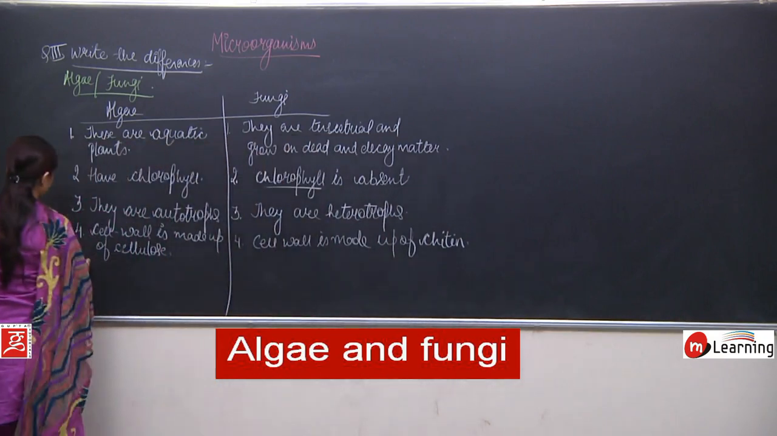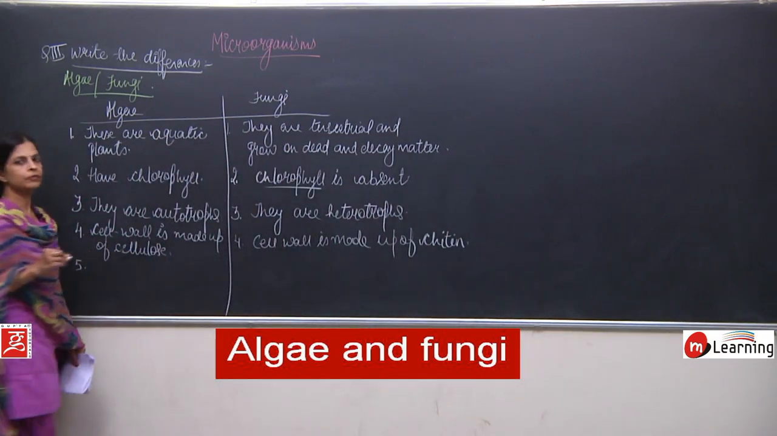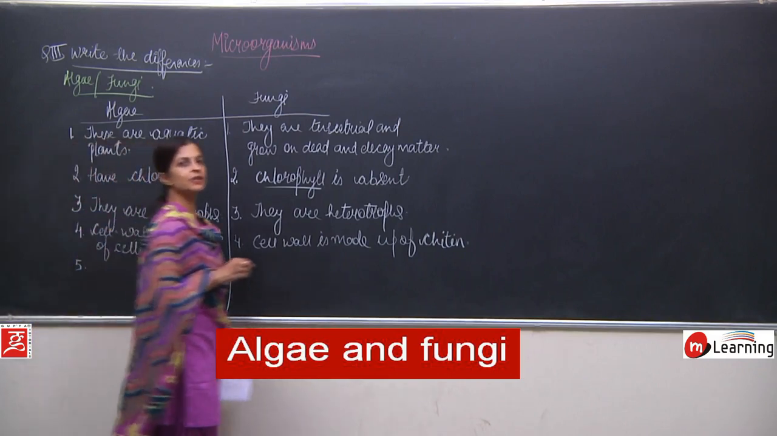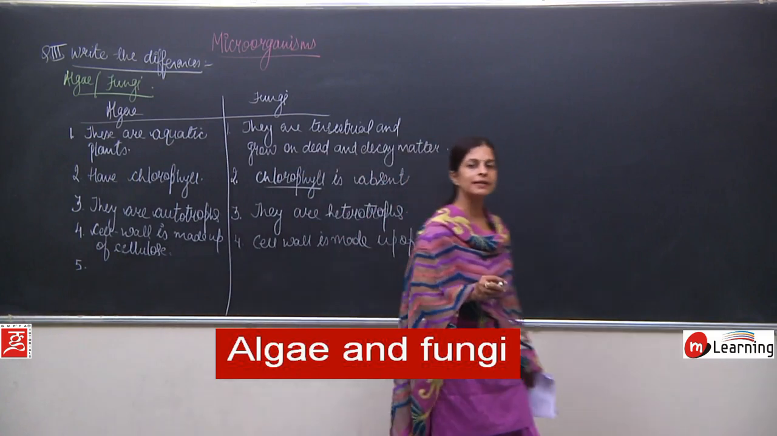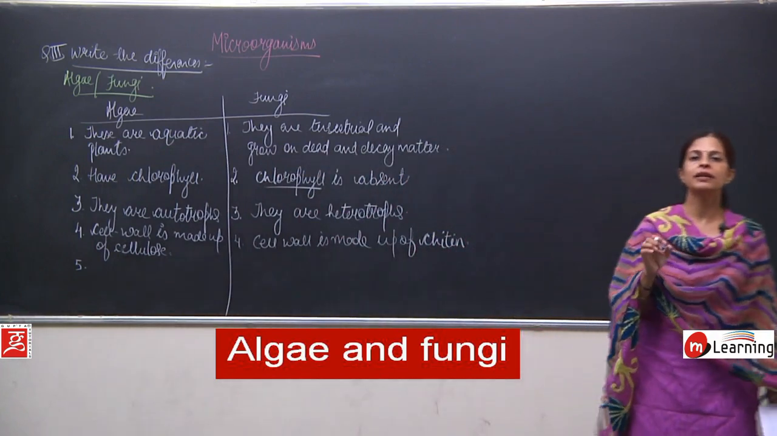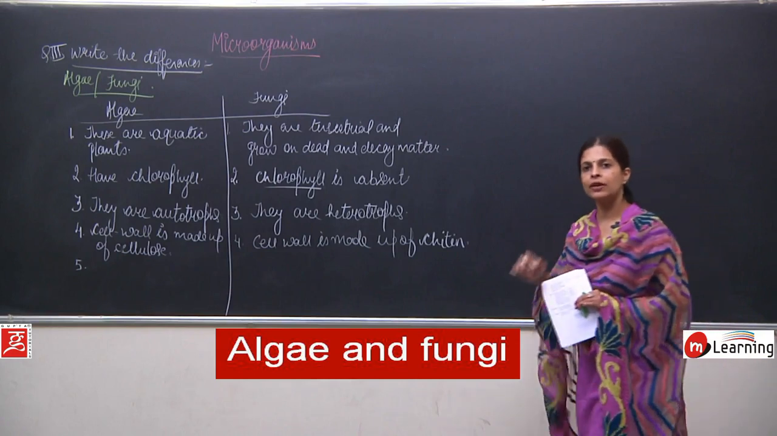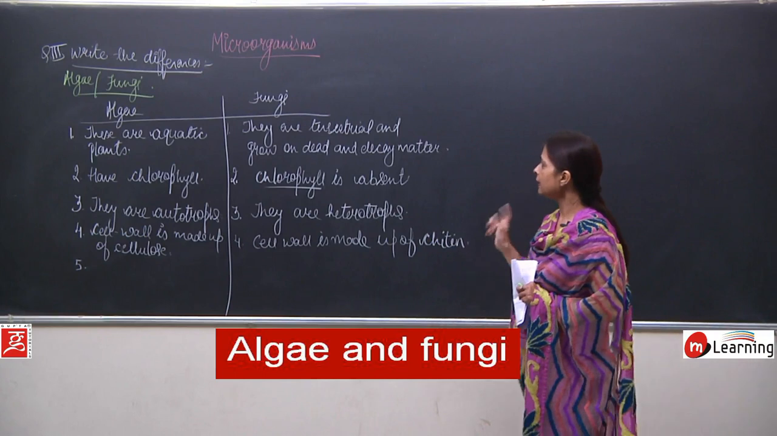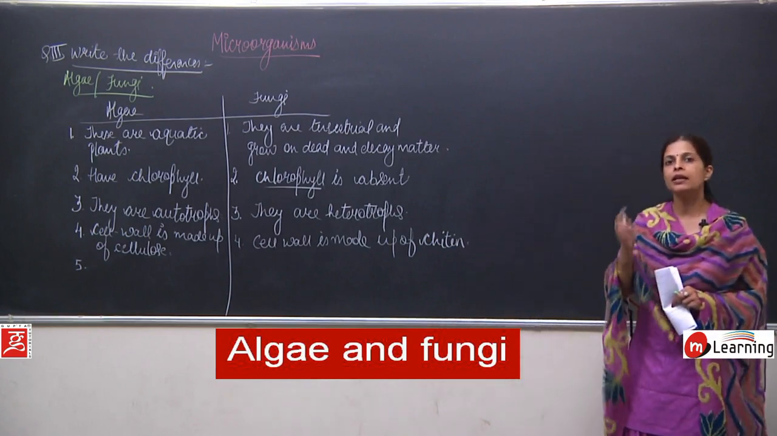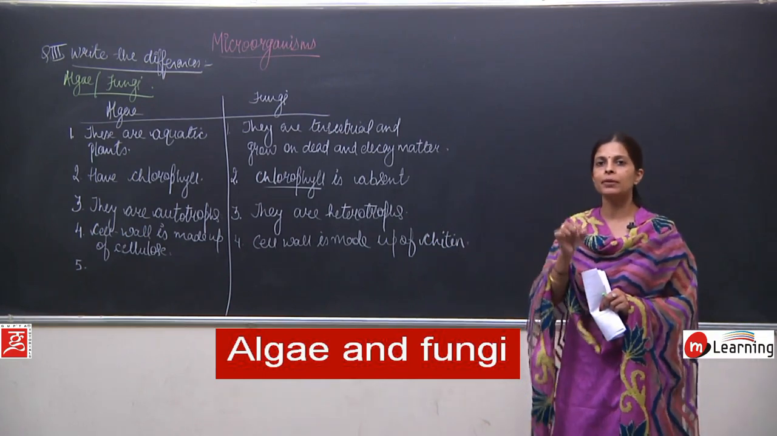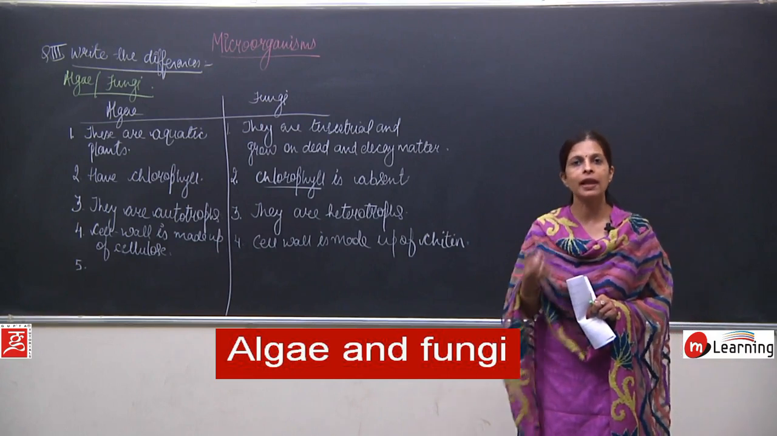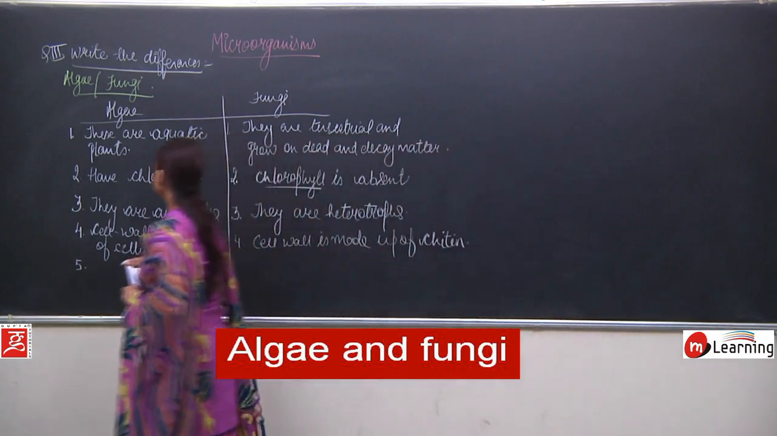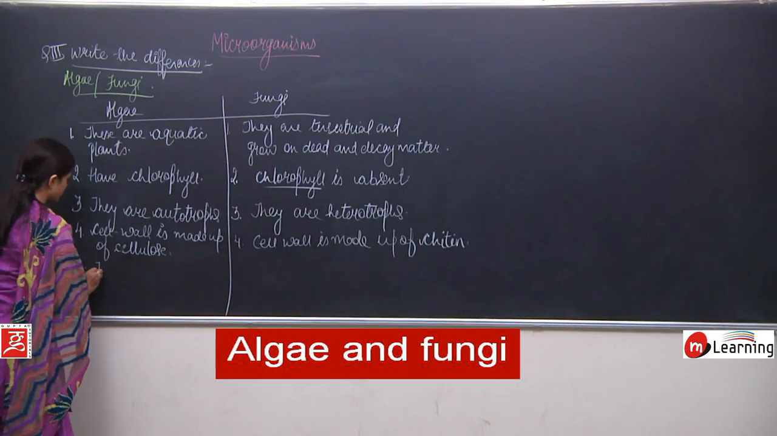Now we'll talk about the fifth point. Now what is the next point? Again it is also related, that in plants the food material, when it gets stored, it will always be stored in the form of starch. But in animals, when we talk about the food, the stored food will be stored in the form of glycogen, isn't it? So here the food is stored in the form of starch.